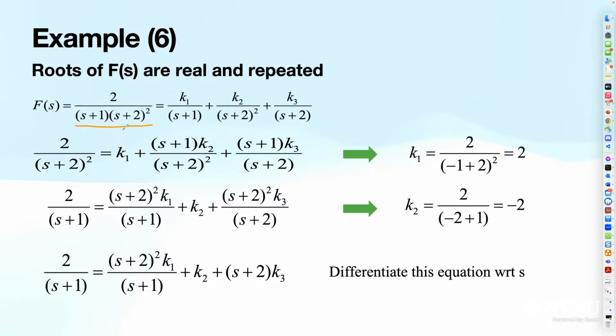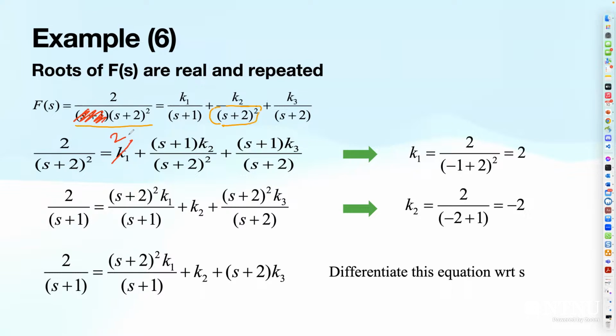We will say that this is the summation of k1 divided by s plus 1, plus k2 divided by (s plus 2) squared, just remember, plus k3 divided by s plus 2, the square root of that term. So it will be the summation of those 3 terms. We need to find k1. If you want to find k1, just multiply the other side by s plus 1. When we do this, this part will disappear and we substitute s by -1. So it will be 2 divided by (-1 plus 2) squared, which is 1. So it will be 2. In fact, k1 equals 2.